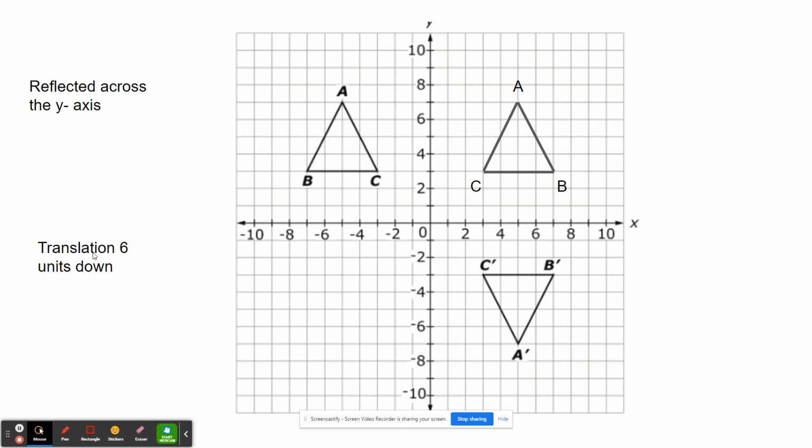Okay, so now translation, and remember translation, we have that SL is the slide. So we're just sliding this down. Did we slide it or did we reflect it? Yes, it's not a slide. It is a reflection, right? So this does not work for the last question.